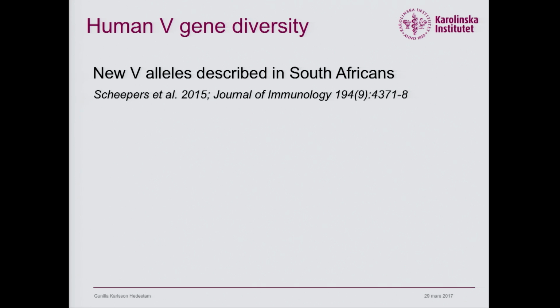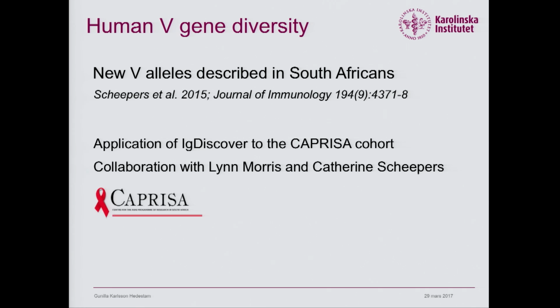One of the things that we, of course, are quite interested in is to really improve our knowledge about human V gene diversity. And one paper that points to this need was published by Catherine Scheepers in Lynn Morris' lab, where they identified many new alleles in a cohort of South Africans. This was published in 2015. And we're currently collaborating with the Morris Group to apply IgDiscover to this set of samples, both to validate their previous study and to also look for lambda and kappa diversity in these populations.